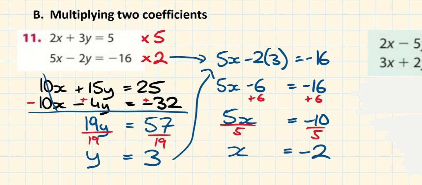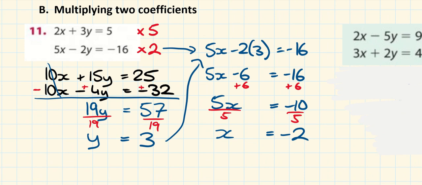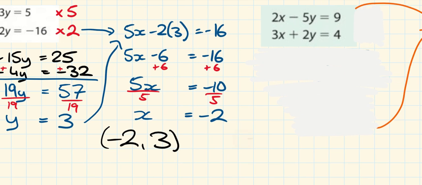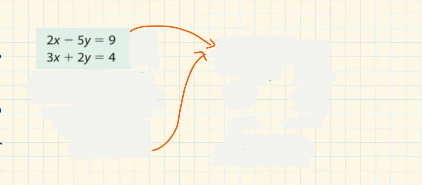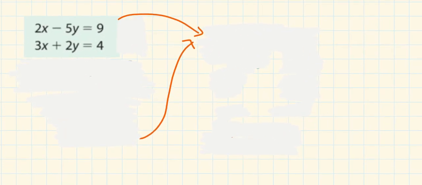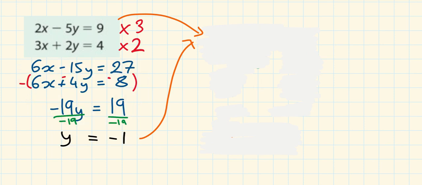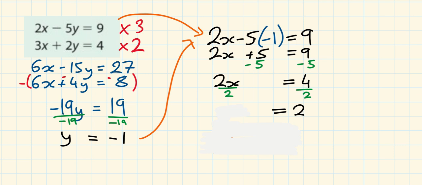So same method, you just have to start off by making your coefficients the same. So our final answer is minus 2, 3. Okay, so just to finish off, you can try out this one where you have to multiply both of them, so you can pause the video and try it out yourself now. Yep, easiest thing is to multiply by 3 and by 2, then you'll get your parts down here, and then you can sub back in to get your answer up here. Okay, that'll do us for this one.